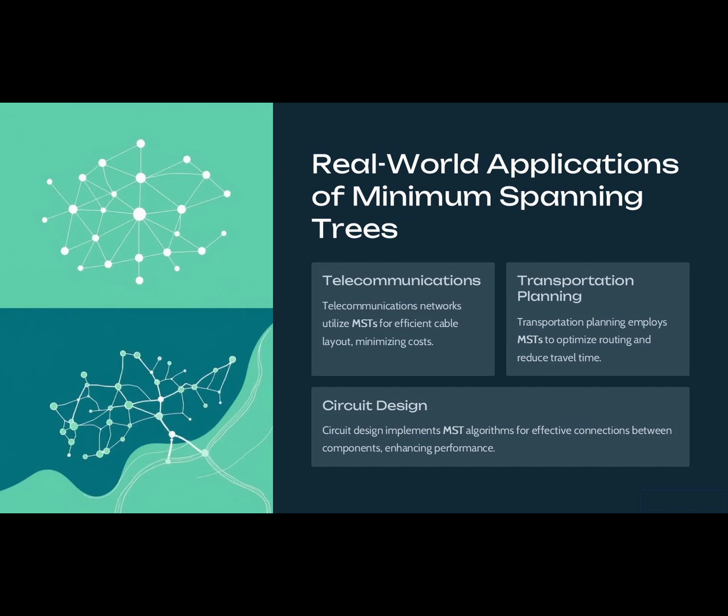Transportation and road systems, where MSTs aid in planning road systems or rail networks to connect cities and locations using minimum road length. This can be useful in designing infrastructure where construction costs are high and minimizing the total travel distance is essential. Third, circuit designing.